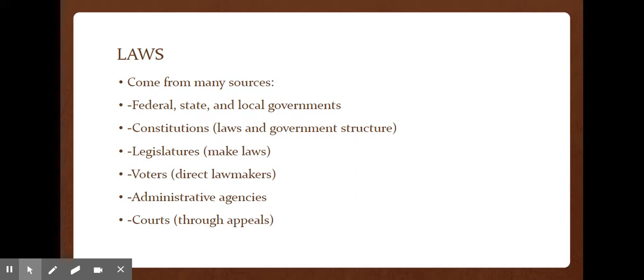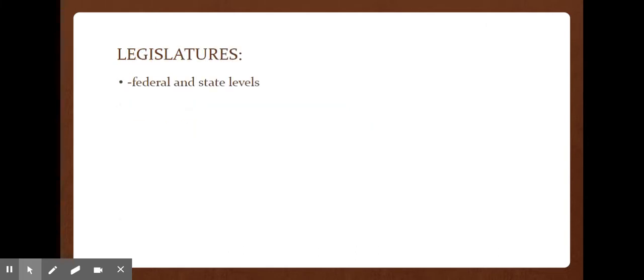Our focus for the next couple of minutes is going to be on the legislature. Legislatures exist at all 3 levels. You have a federal legislature, a state legislature, and local. We might not call them legislatures, but they would be local lawmaking bodies. We'll talk briefly about them here in just a second. These are our primary lawmaking bodies. In fact, that is the power granted to it by the Constitution. The legislature makes the laws. The executive branch, the president, enforces the laws.